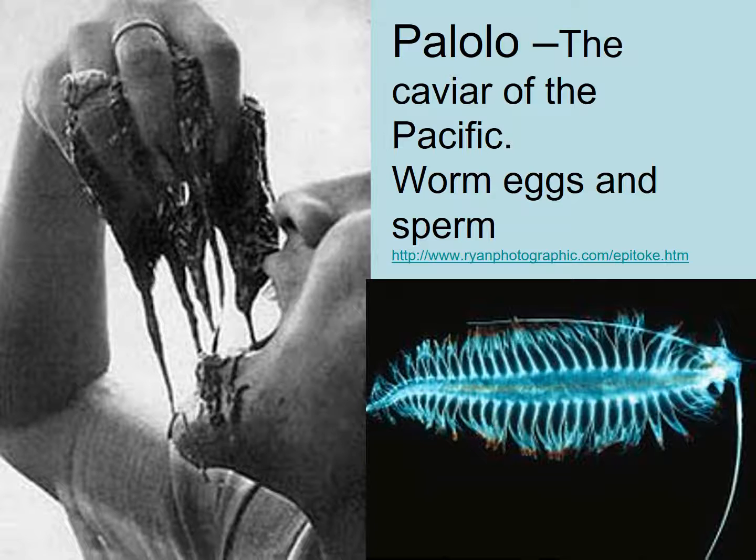You can see the long antennas on the epitoke at the right, which means that they're probably swimming around much like a luna moth, where they're trying to find other reproductive bodies like themselves, so that they have a better chance of reproducing and having the sperm and eggs find each other.